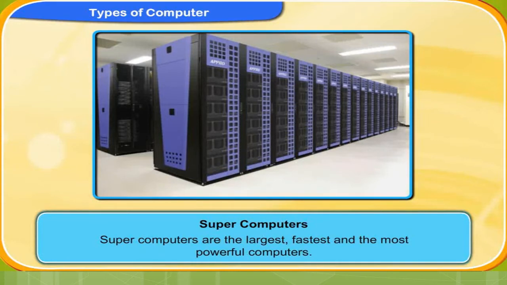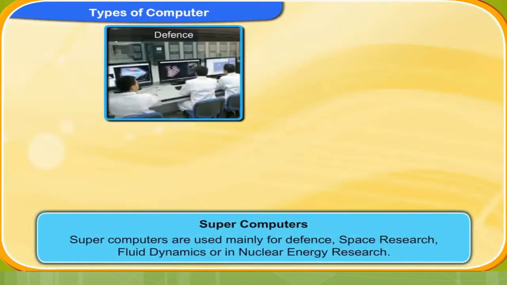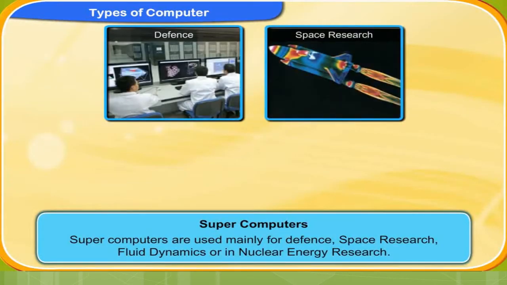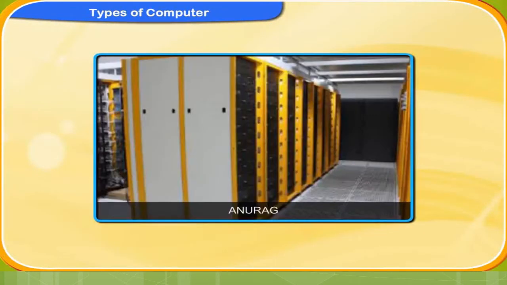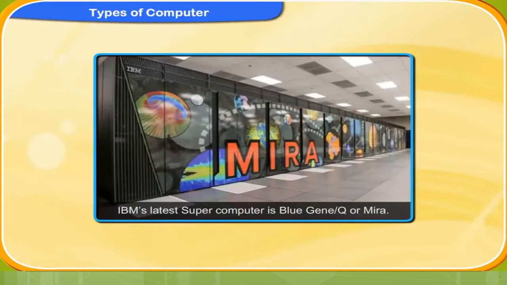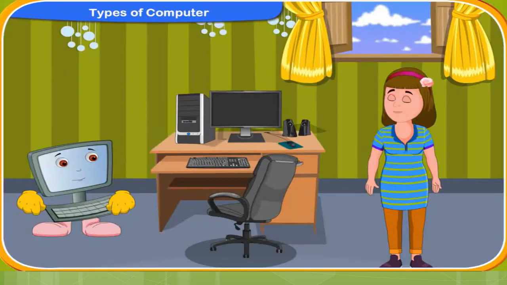Supercomputers are the largest, fastest, and the most powerful computers. Supercomputers are also the latest of all computers. Supercomputers are used mainly for defense, space research, fluid dynamics, or in nuclear energy research. Some examples of supercomputers are Param, Anurag, and Cray. IBM's latest supercomputer is Blue Gene Q or Mira. So now, I hope you know about the different types of computers.